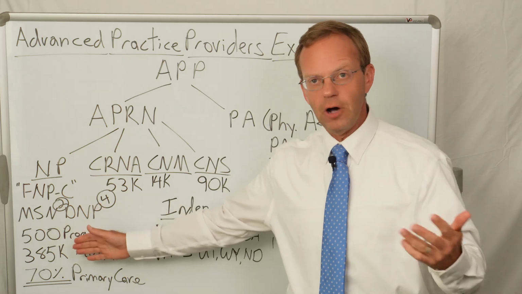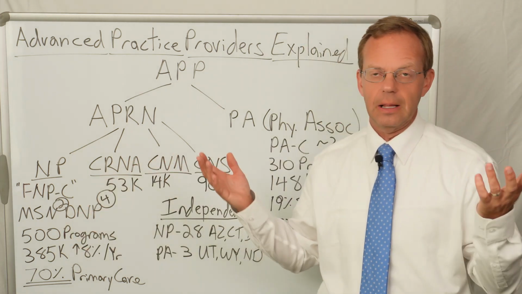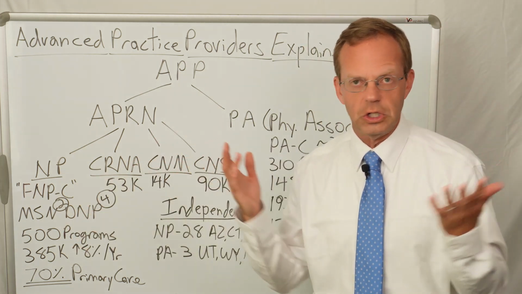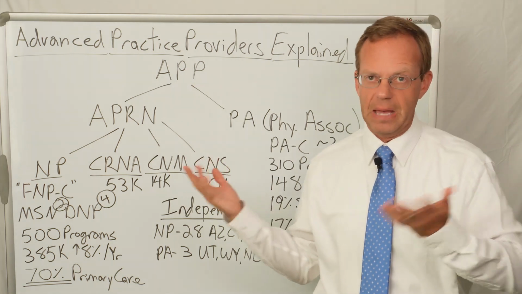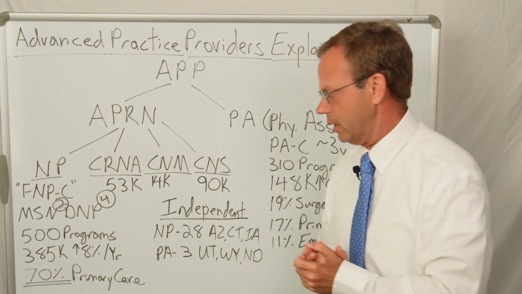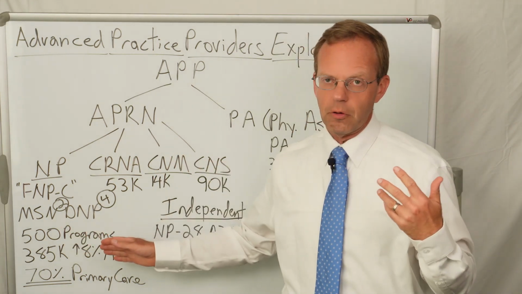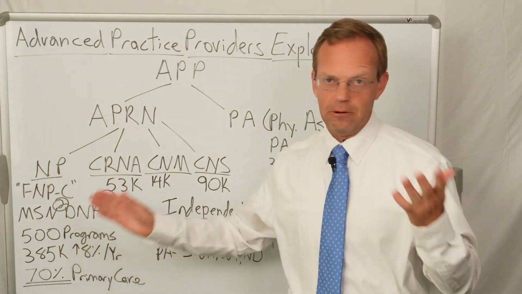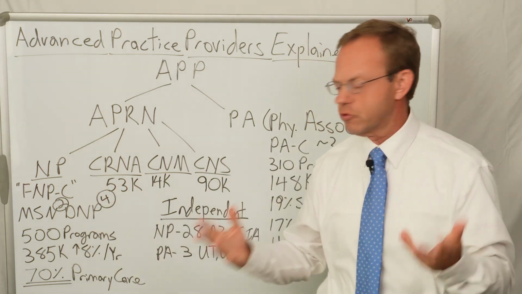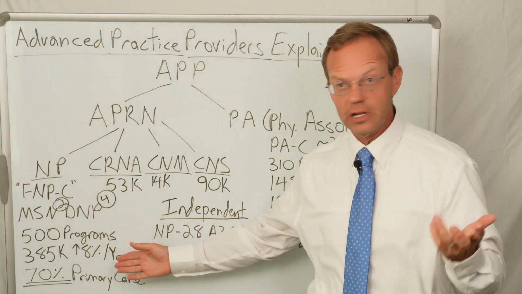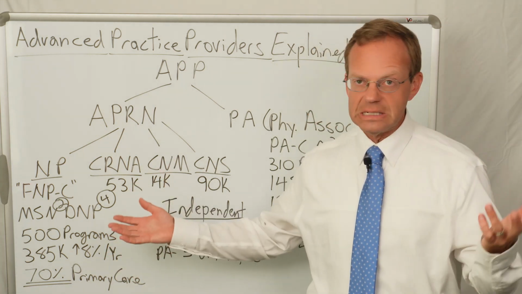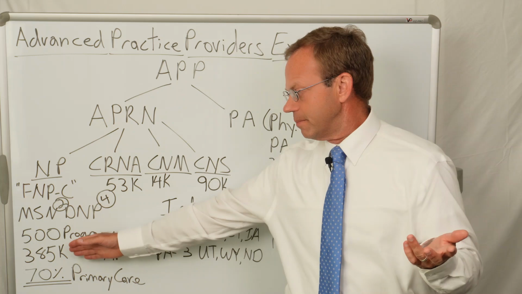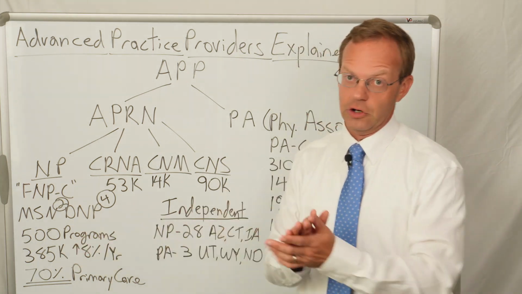There are about 500 training programs, and they could be a small school that you never heard of, or it could be like the University of Alabama at Birmingham. They've got a program. So there's over 500 programs that offer these degrees across the country, and there's 385,000 nurse practitioners, and they've been growing at a rate of about 8% per year. So there's about 1 million doctors in America. Well, shoot, there's almost 400,000 nurse practitioners.